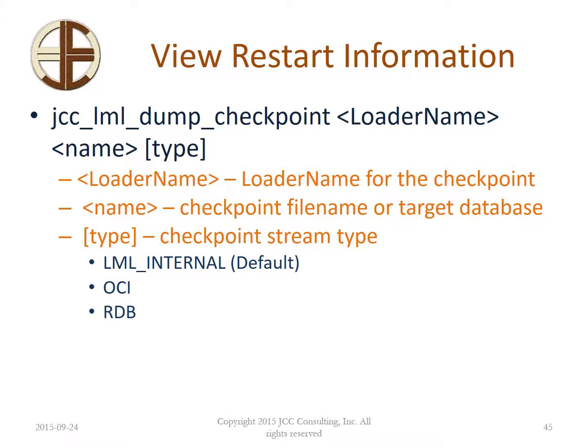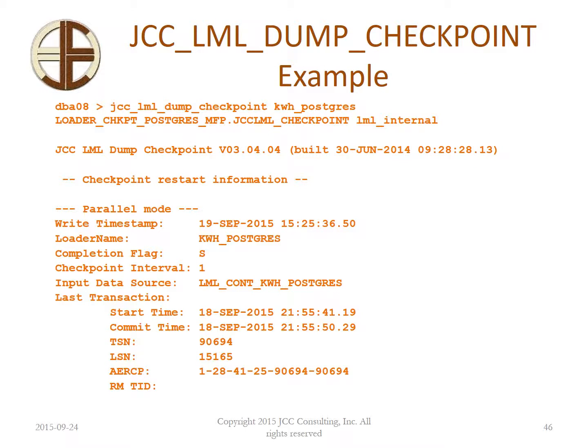The type of the checkpoint file. So in this case, I'm dumping the checkpoint file, loader checkpoint Postgres, and it's the type we call LML internal. That is, its structure is internal to the LogMiner Loader. It's not stored in a database. And this contains a number of pieces of information, and it's actually the AERCP at the bottom that gives us the information about the restart, about where in the afterimage journal to restart.